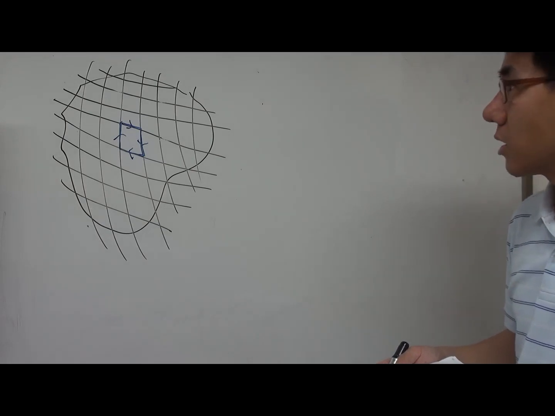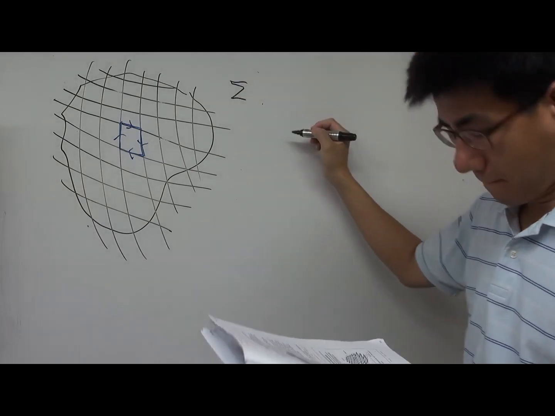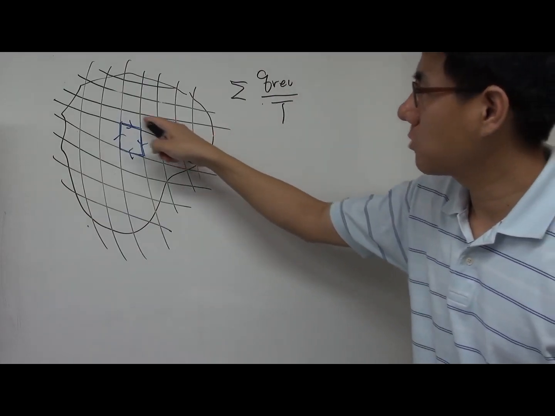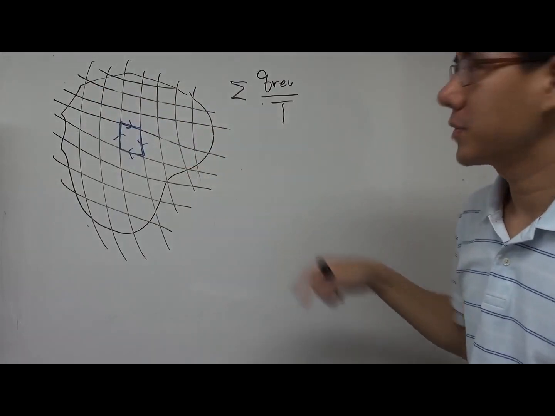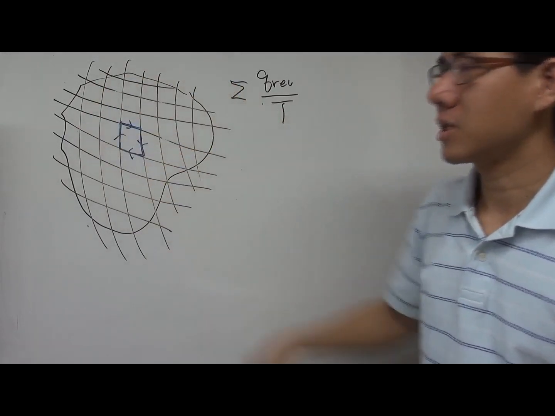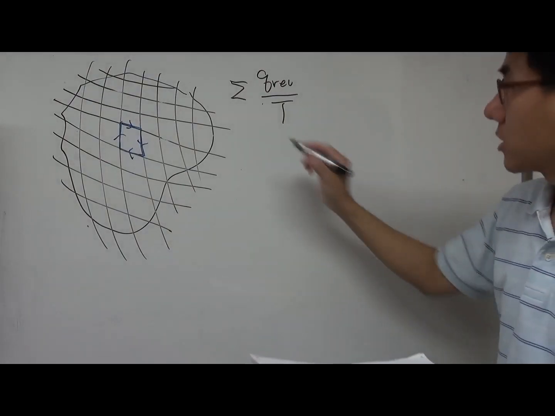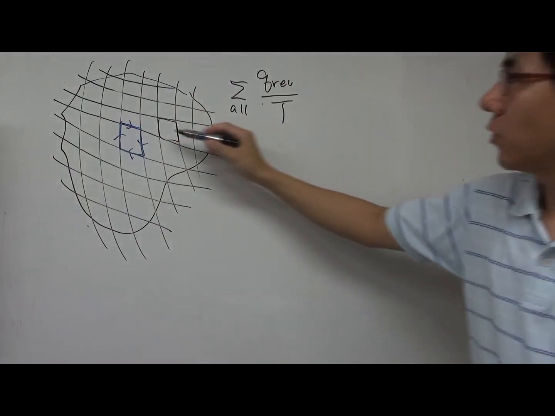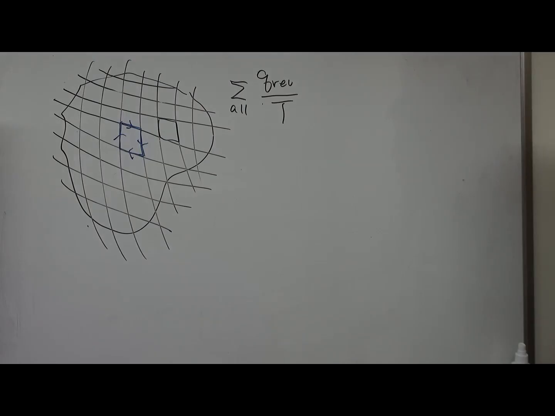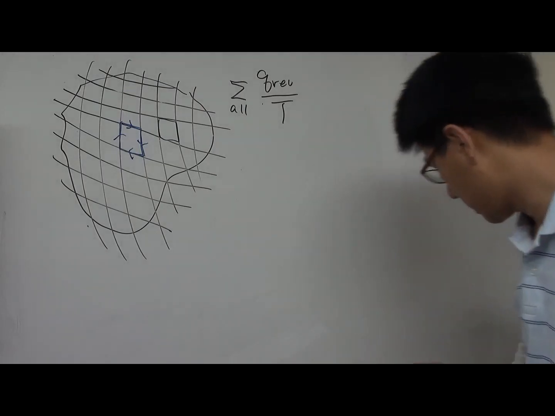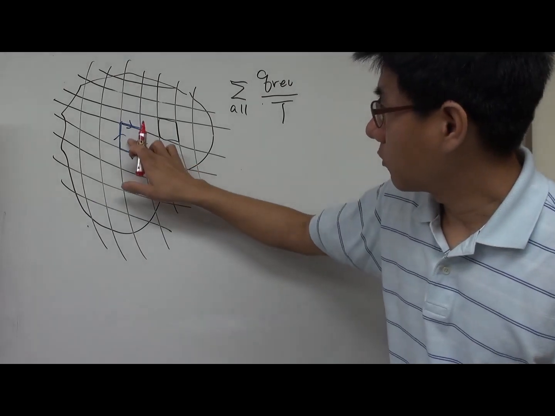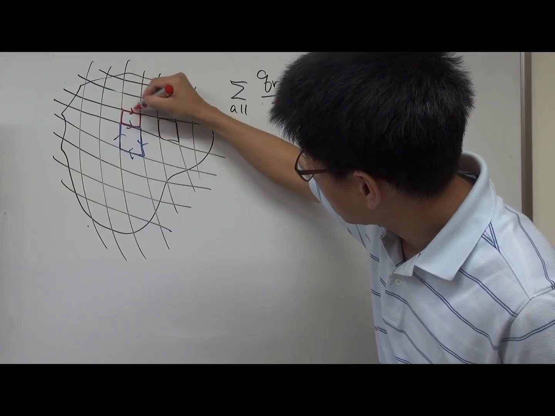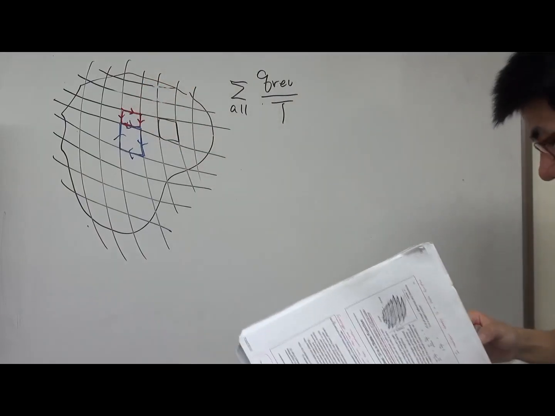So let's say that we add up the whole entropy change of each of these small cycles, all of them, inside of this arbitrary cycle. Just basically add up all of these Q reversible over T for each of these small cycles. Then what happens is that you have this cycle and you have another cycle like this.